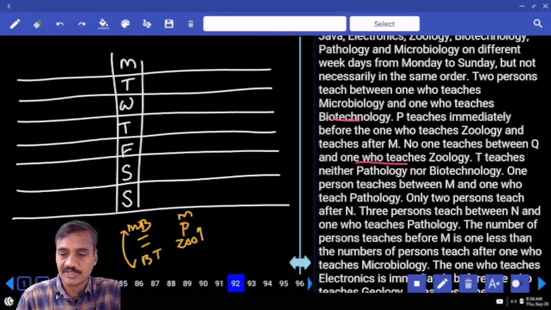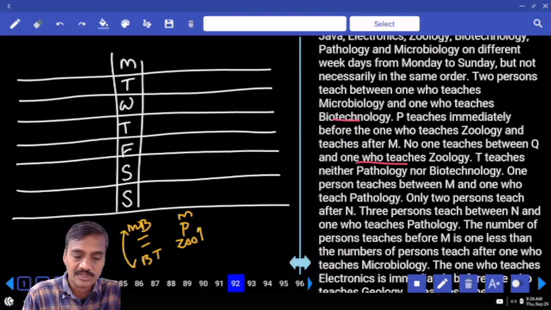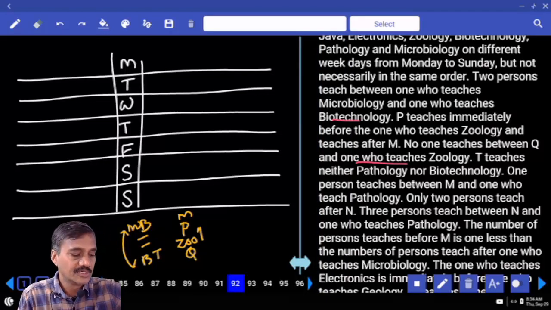No one teaches between Q and the one who teaches zoology. Now between Q and zoology there is no person. Hence P, zoology, and Q must be together. And M is before this one. Now between M and P there must be exactly 2 people.